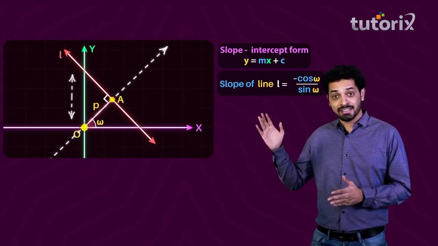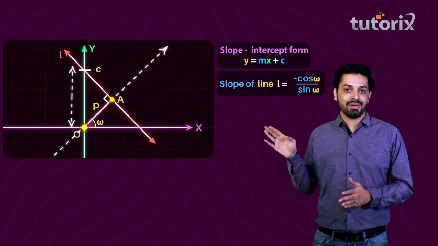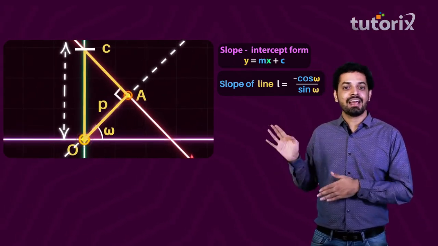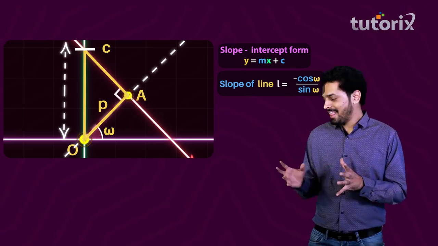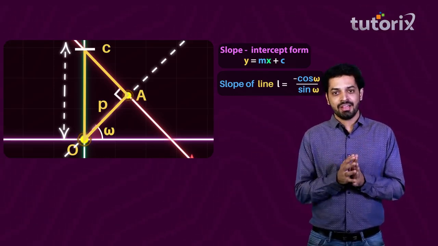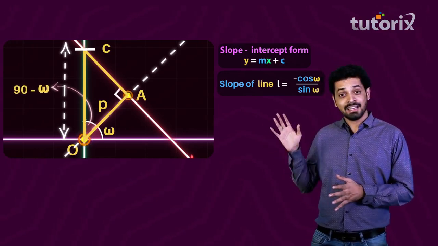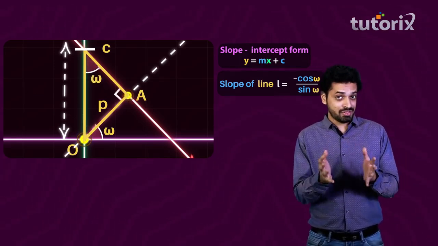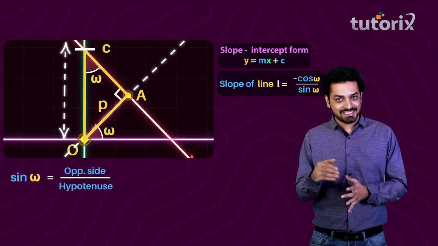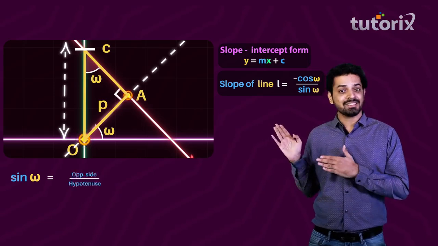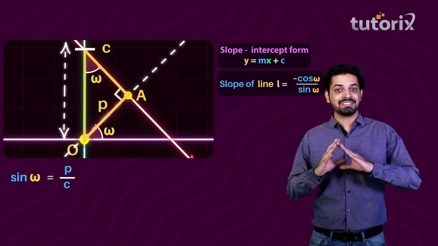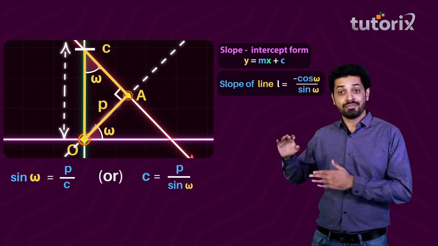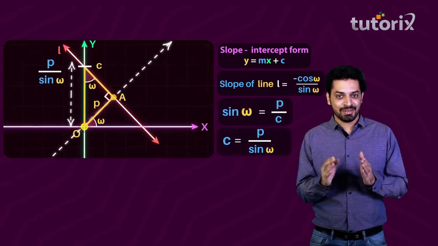Now y-intercept is nothing but the length of the segment from the origin to the point where the line meets the y-axis. So to find it, let's consider this right angle triangle where that particular intercept acts as the hypotenuse and the perpendicular OA is one of the legs. If you use some simple geometry, you'll notice that the angle which the y-axis makes with the line is omega. And if you use the definition of sine, you get sine omega is equal to the opposite side by the hypotenuse. The opposite side is OA, which is P, and the hypotenuse is the y-intercept, which is C. So you get sine omega is equal to P by C, or C is equal to P by sine omega. So therefore, the y-intercept of this line is P by sine omega.